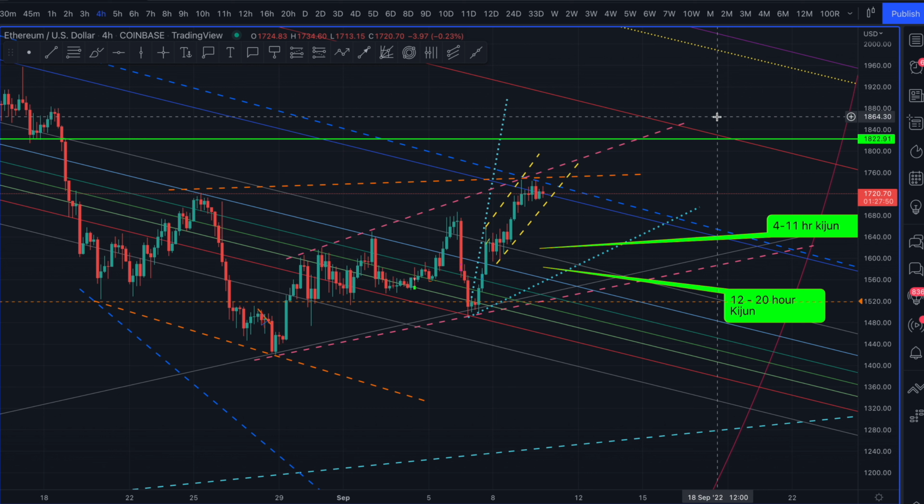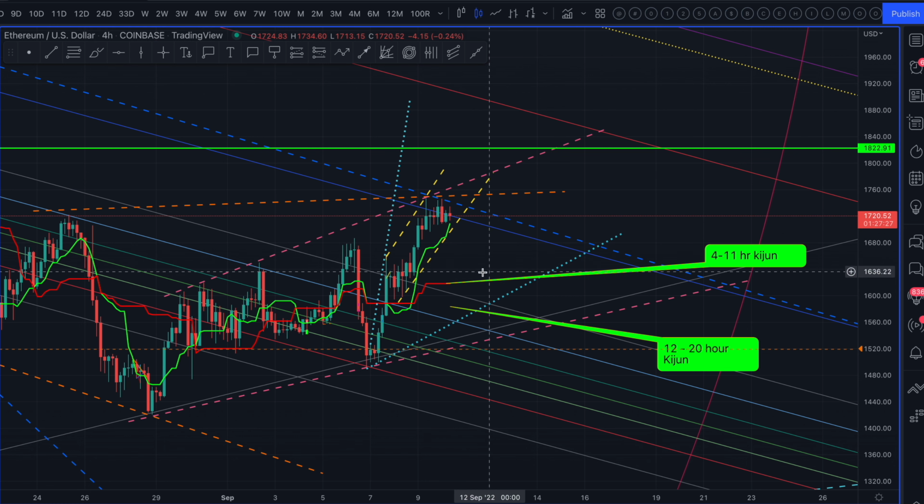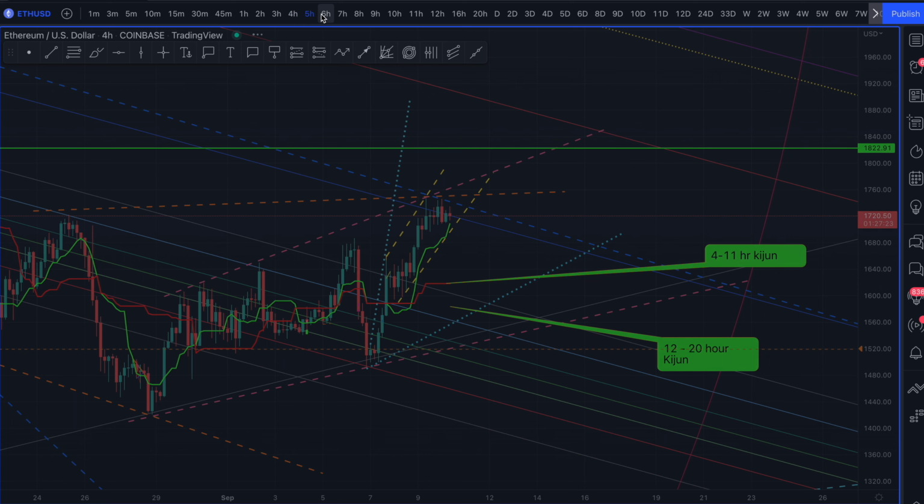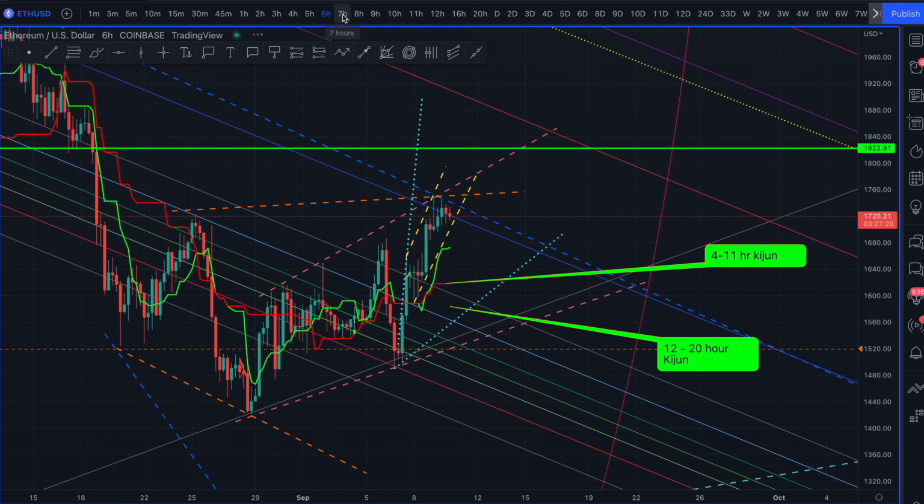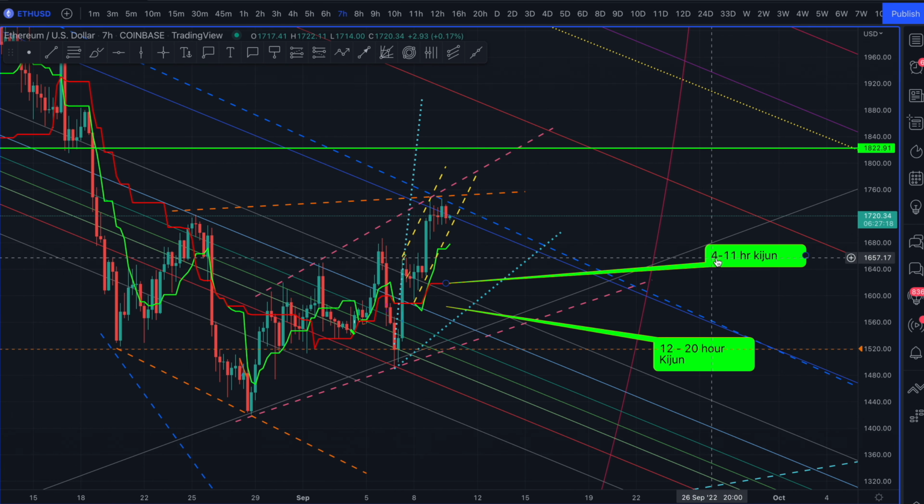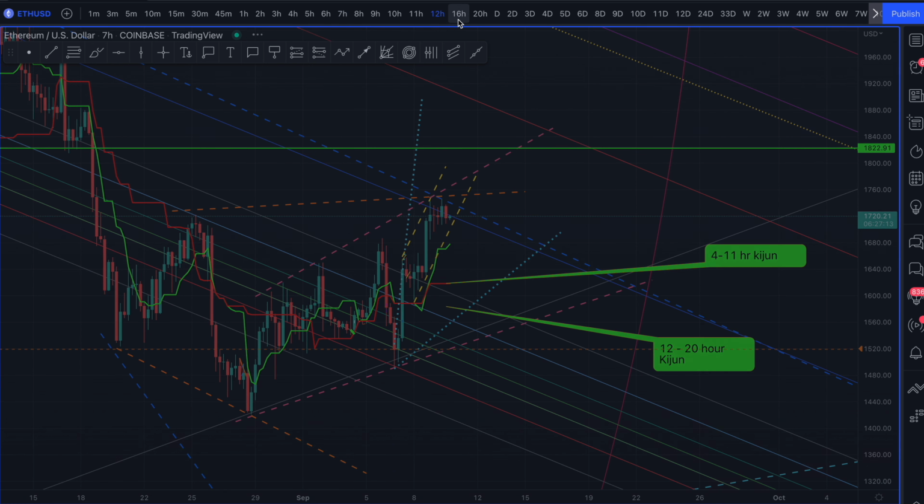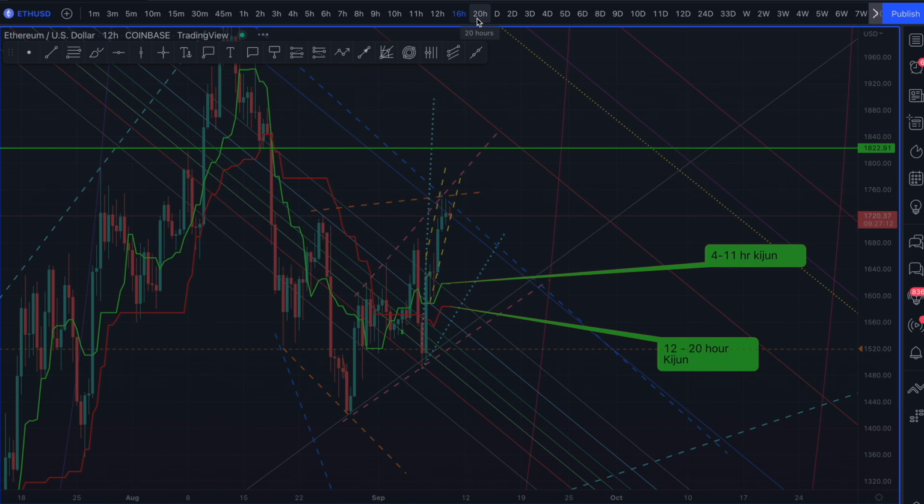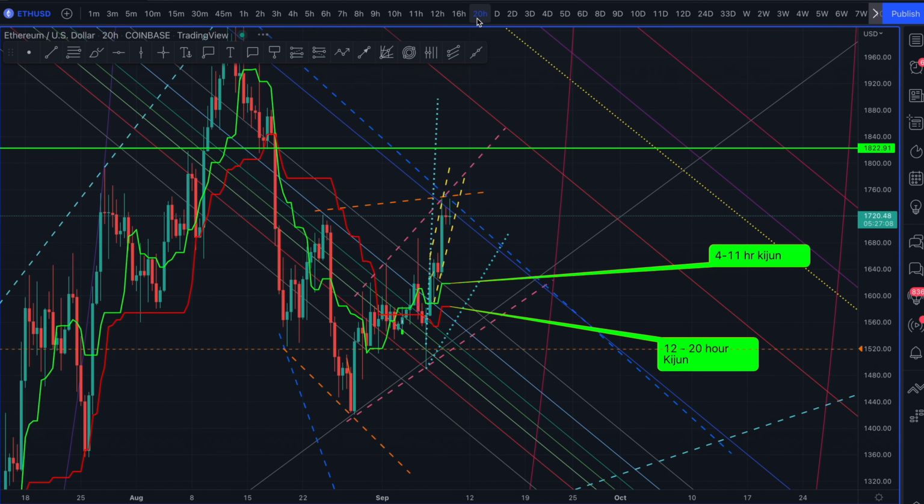So where are we going to retrace to right now? Well, these big giant green signs here say that the 4 to 11 hour Kijun is right here, and the 12 to 20 hour Kijun is right here. So it should be one of these 2 points. So if I turn on the Ichimoku cloud, you can see that the Kijun is right here on the 4 hour that we're currently on. And if we jump up 5 hour, 6 hour, 7 hour, it's exactly what it says. 4 to 11 hour Kijun is right here, and the 12 to the 20 hours here. So if I jump up to the 12, there it is, 16, there it is, 20, there it is.